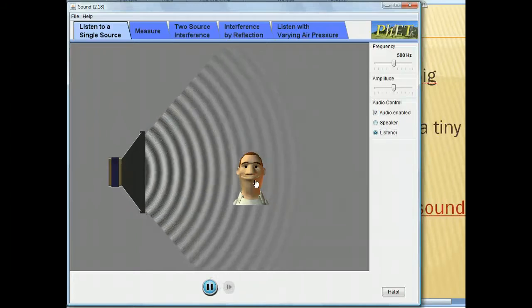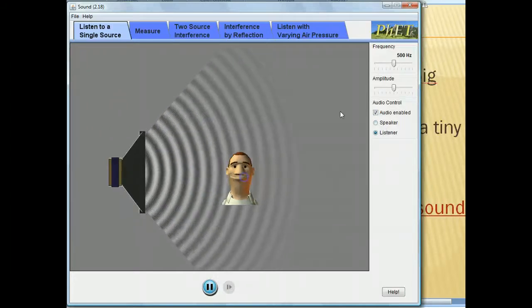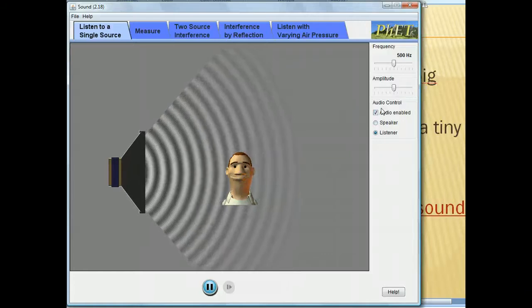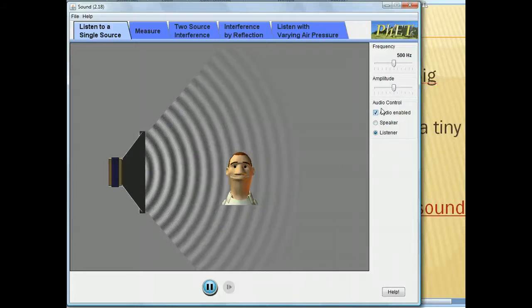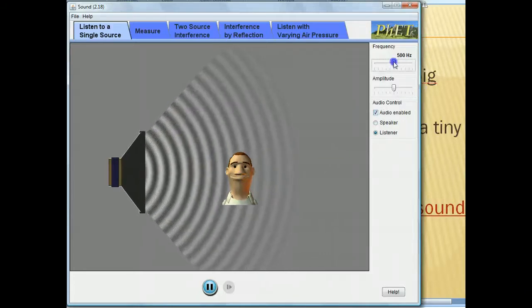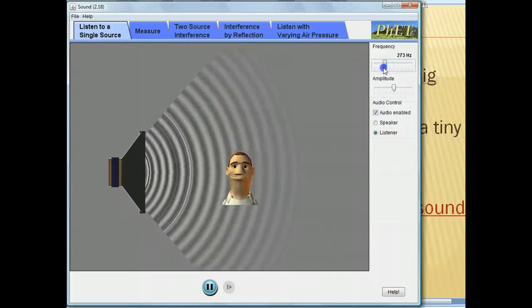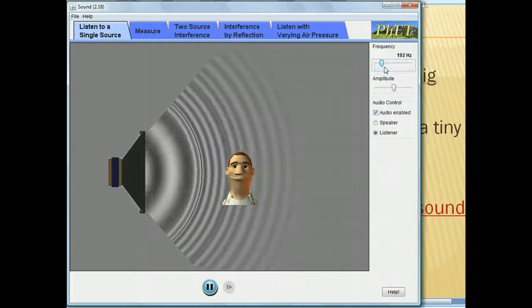What I'm going to do is, when I really need you to hear things, I'm going to turn up the volume and put the microphone right up next to the earphones. But you can change the frequency if you want to, and that'll make things lower frequency or higher frequency.